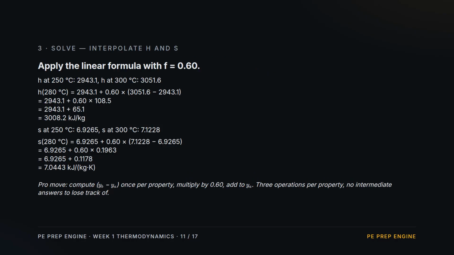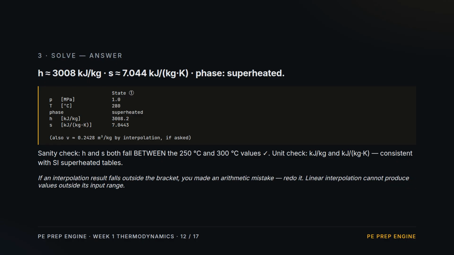Step 3. Interpolate. Apply the linear formula at fractional distance 0.6 between the 250 and 300 rows. Enthalpy lands at 3008.2, entropy at 7.0443. 3 operations per property, no intermediates to lose track of. Final answers. Phase superheated, enthalpy 3008, entropy 7.04. Sanity check. Both fall between the 250 and 300 degree values, as they must. If an interpolation result lands outside the bracket, you made an arithmetic mistake. Redo. Linear interpolation can't produce values outside its input range.